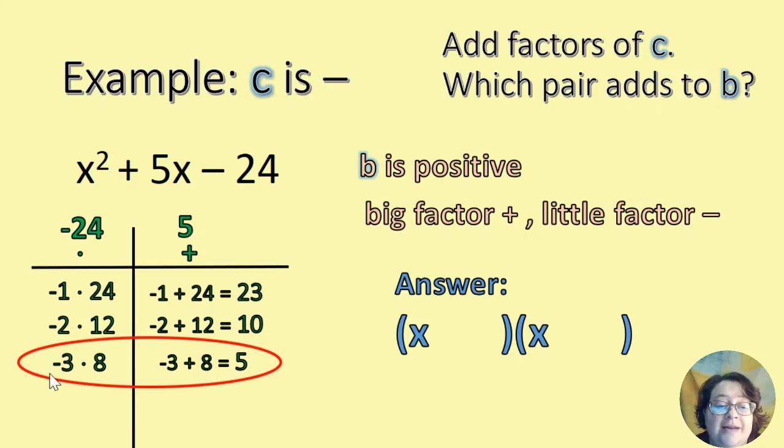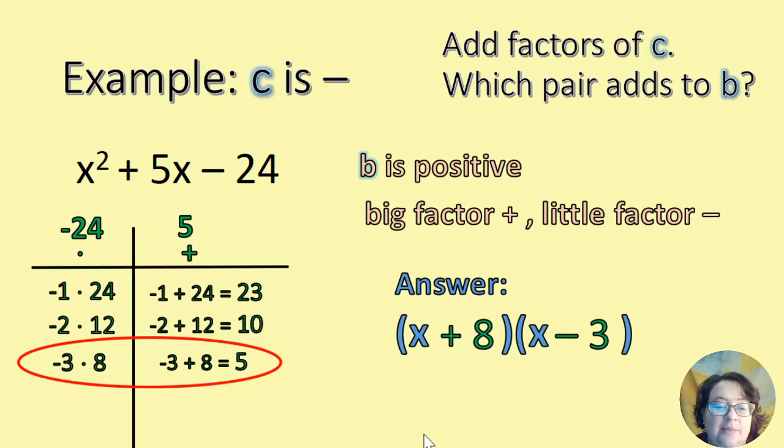So I know that a negative 3 and a plus 8 is going to go here in my factors. So one of them will be plus 8. The other will be minus 3. Again, doesn't matter which order you put them in, as long as one factor shows x plus 8, the other shows x minus 3.